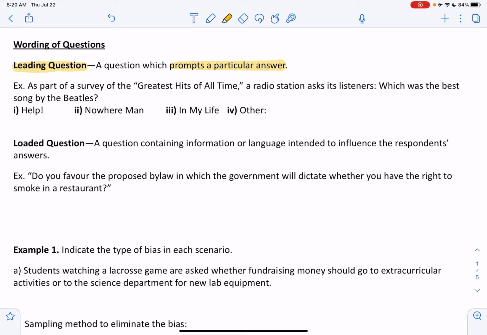Now, this is a leading question because it's prompting you to only give a song by the Beatles, right? So which is the best song by the Beatles? And we're looking at the greatest hits of all time. So that is a leading question there. It also gives you a very tight selection. So maybe if you're not very familiar with the Beatles, maybe you only recognize one of these songs, and so you only choose that one.